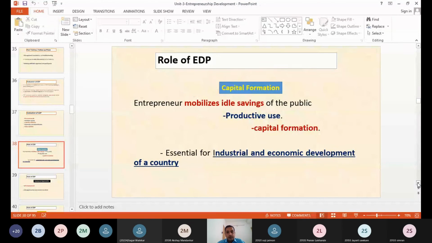In role of EDP, the EDP helps in capital formation. Entrepreneurs, through this process of EDP, that is enterprise development programs, mobilize idle savings of the public and put all these idle savings of public to productive use by formation of enterprise, by producing goods and services. Thus the capital is formed. This capital formation is very important for industrial and economic development of country.